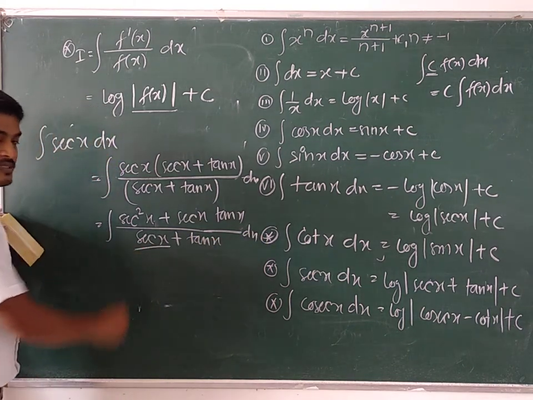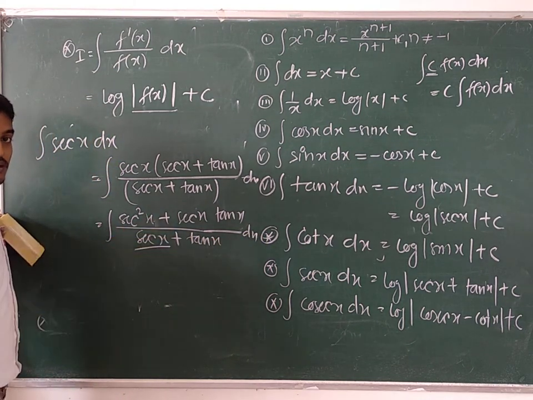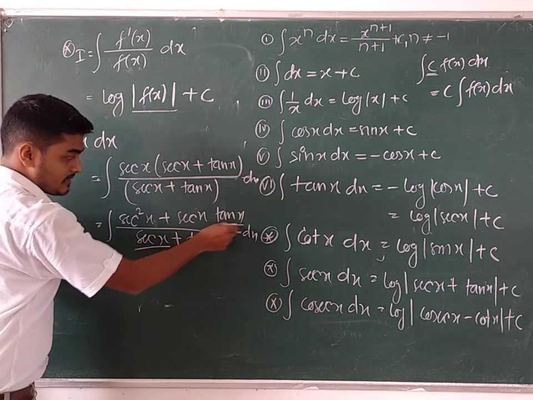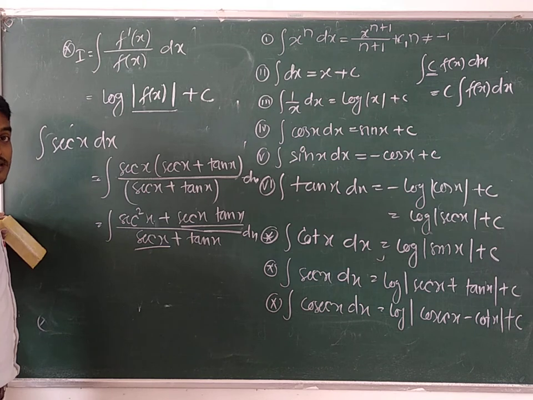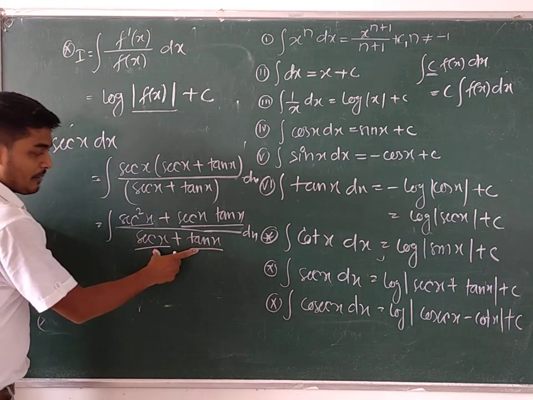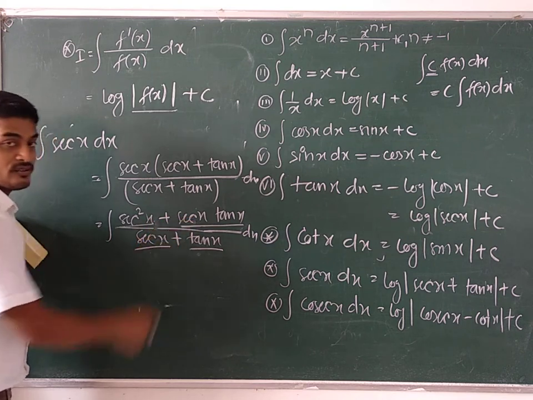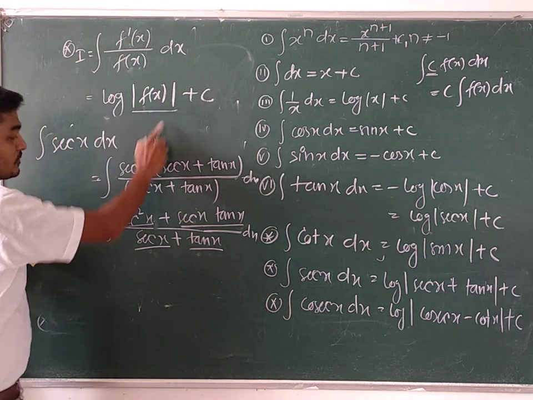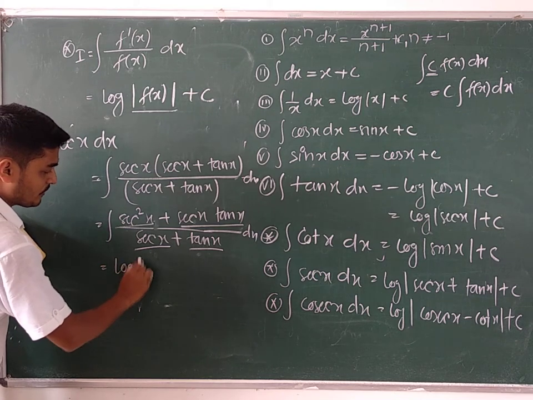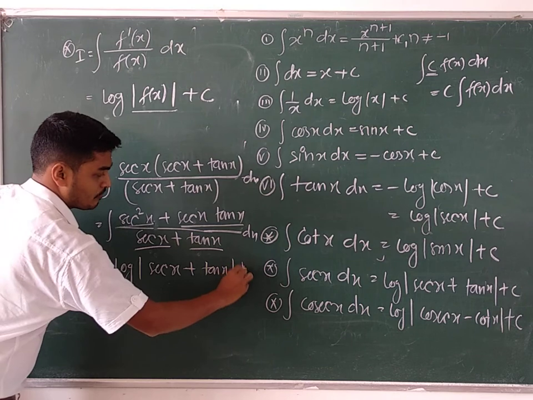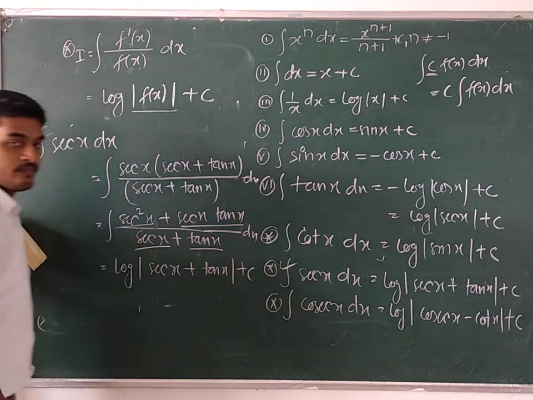What is the derivative of sec x? The differentiation of sec x is sec x tan x, and the derivative of tan x is sec square x. So the numerator is the differentiation of the denominator. What is the answer? Log of the denominator, log of sec x plus tan x plus c. That's what I have written here.